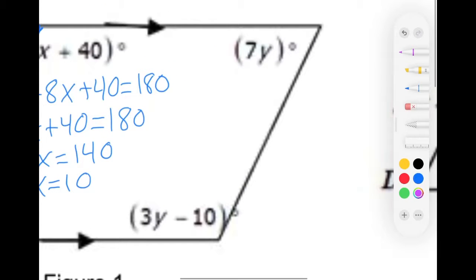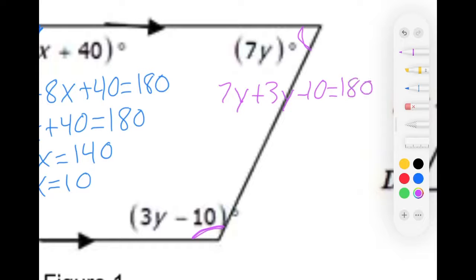Now for my y's for figure 1, we also have another set of consecutive angles. Again, consecutive angles are supplementary. The reason why these two are consecutive is because there's no angle in between them. So we can add these two angles together and set them equal to 180.